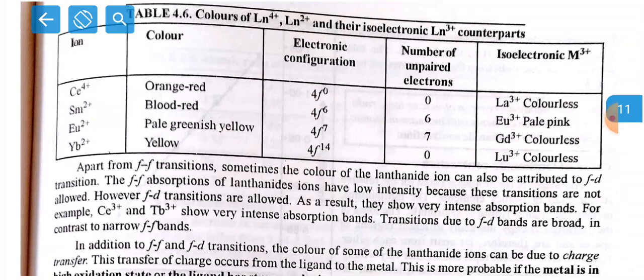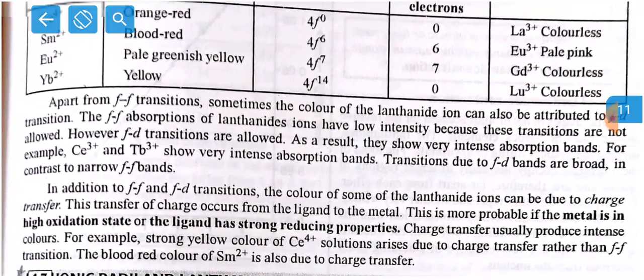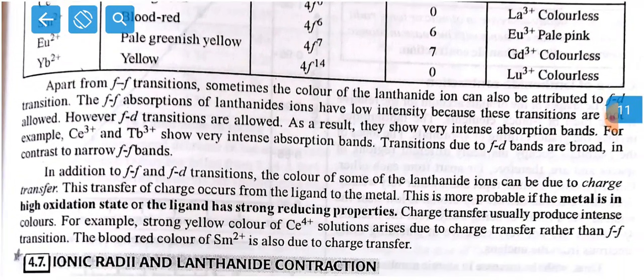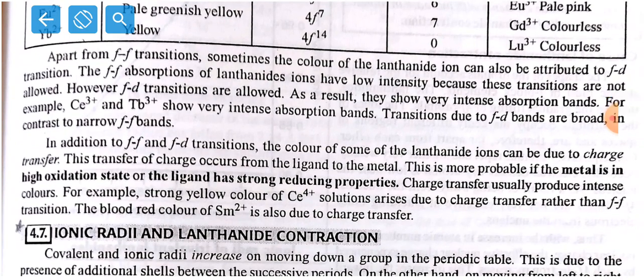Apart from f-f transition, sometimes the color of the lanthanoid ion can also be attributed to f-d transition. The f-f transitions of lanthanoid ions have low intensity because these transitions are not allowed.